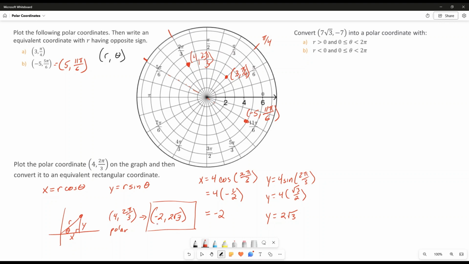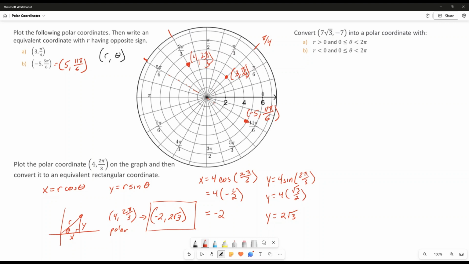Okay, and just to make sure that this actually does work, where would the point (-2, 2√3) be located on the xy plane? Well, since the x value is negative, and the y coordinate, the 2√3, is positive, this would be in the second quadrant. And that's where we actually plotted the polar point, (4, 2π/3), in the second quadrant. So that does seem to match up with what we've been thinking.